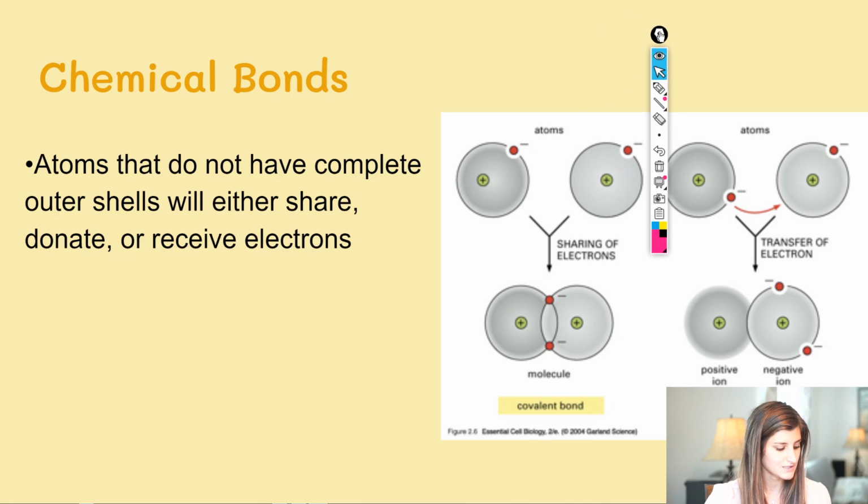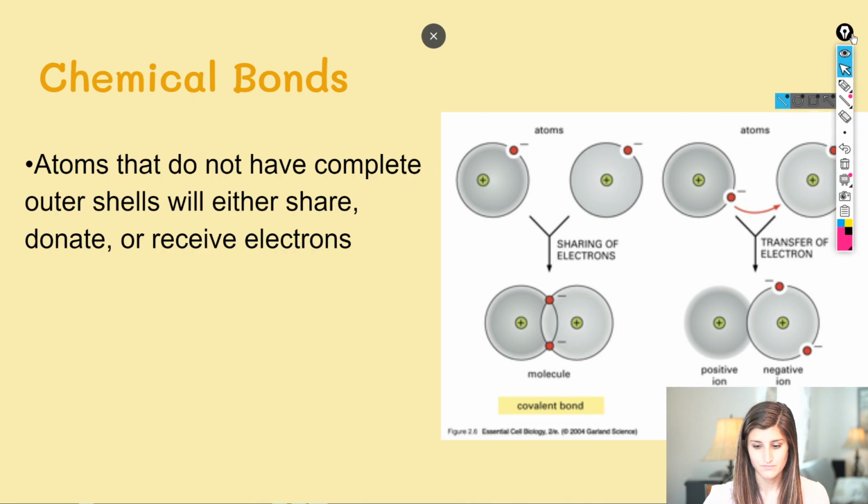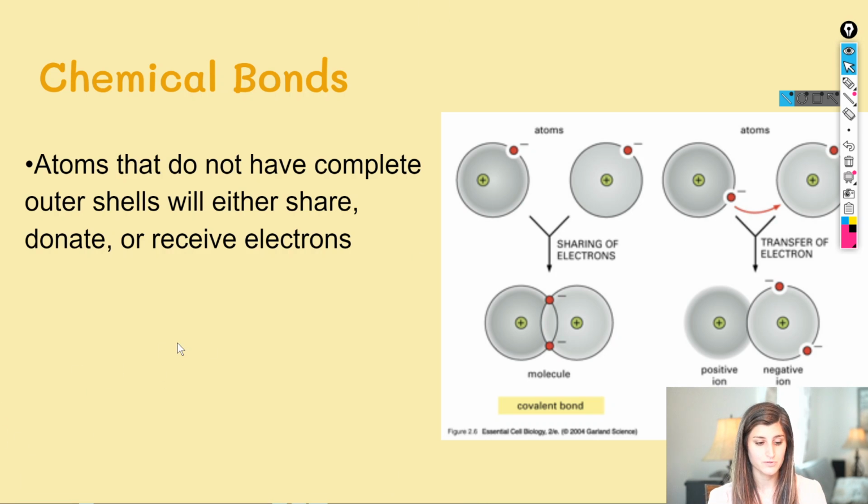All right, so this next slide is going to be looking at chemical bonds. What that's referring to is that atoms that do not have a complete outer shell will either share, donate, or receive electrons. This one is showing that because they don't have a full outer shell and they want to fill it, they're going to share electrons. And that's going to form this bond right here.